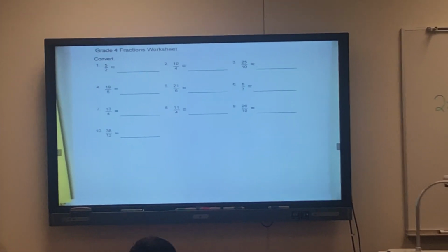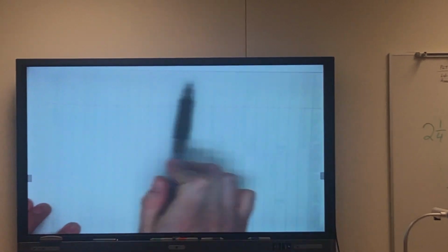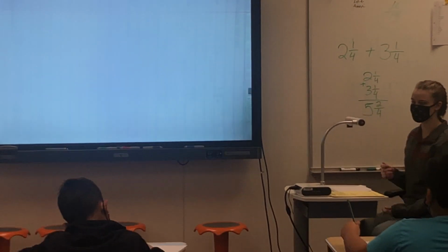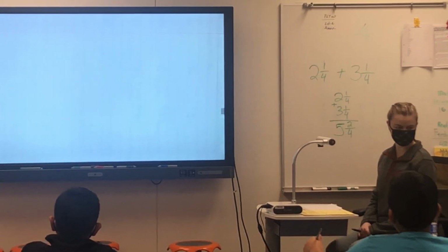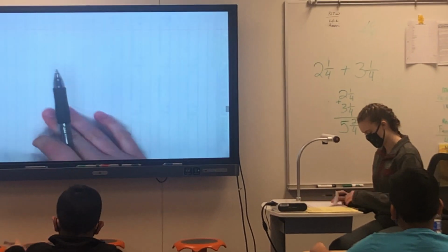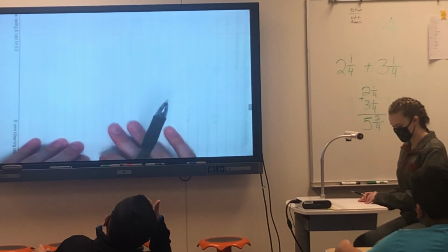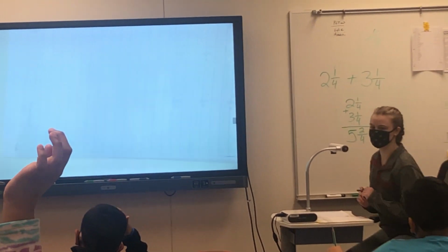And once you have your spiral notebook open to the next clean page, I want you to turn it sideways like this, so the 3 holes are at the top. And so now your lines are going vertically up and down instead of horizontally side to side. Alright, everyone's got their notebook turned? Excellent. So, number 1. What is our first fraction that we need to convert into a mixed number?